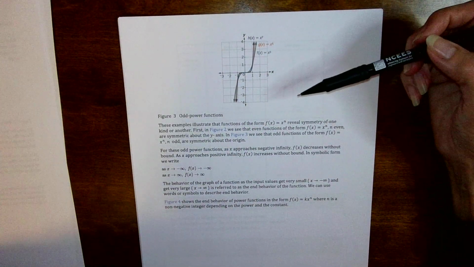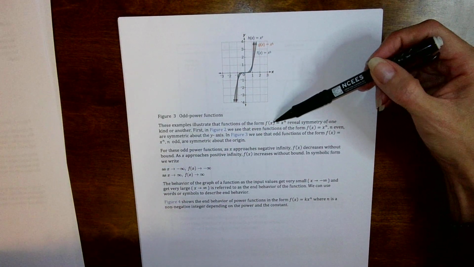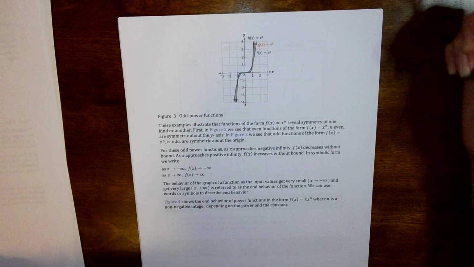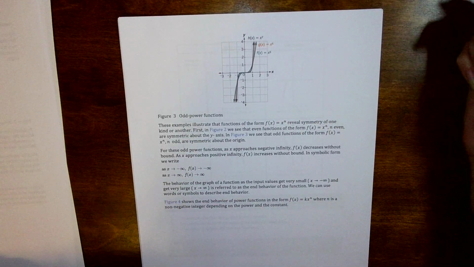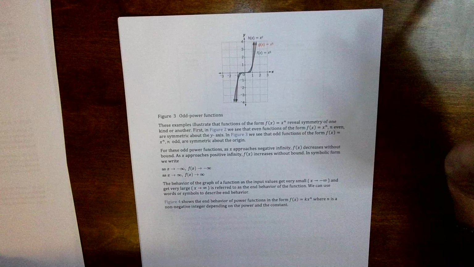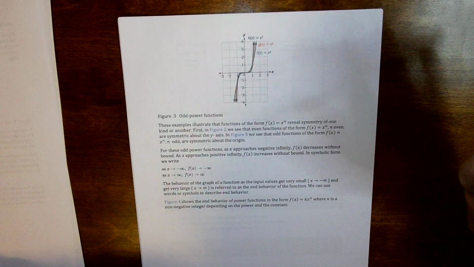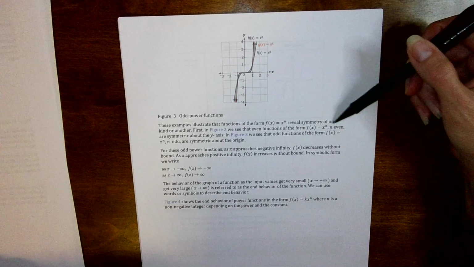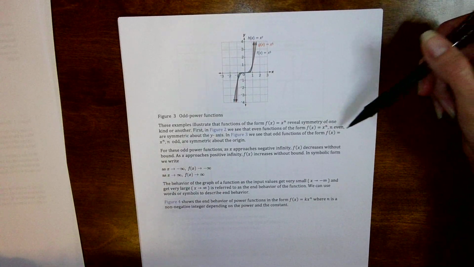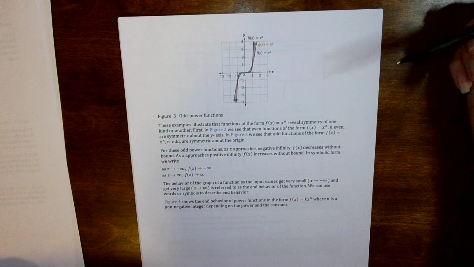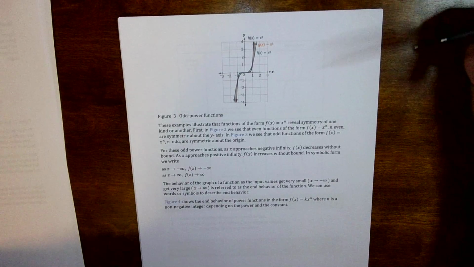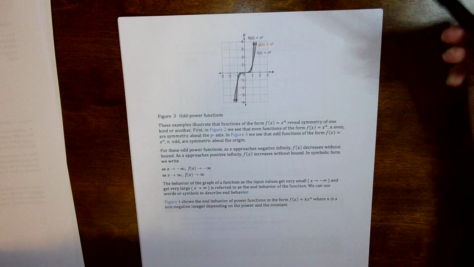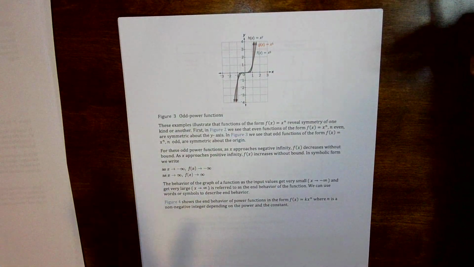These examples illustrate that functions in the form f of x equals x to the n reveal symmetry of one kind or another. We see that even functions, in the form f of x equals x to the n where n is even, are symmetric about the y-axis, and in figure 3 we see that the odd ones are symmetric about the origin.